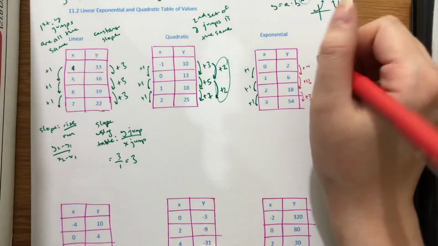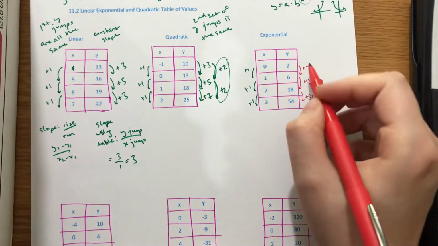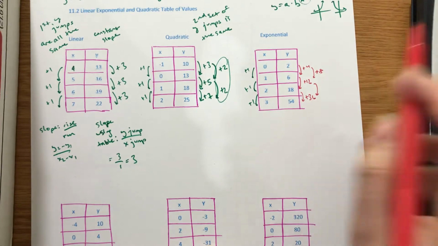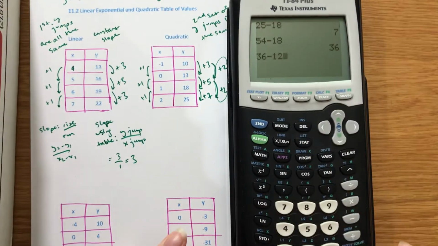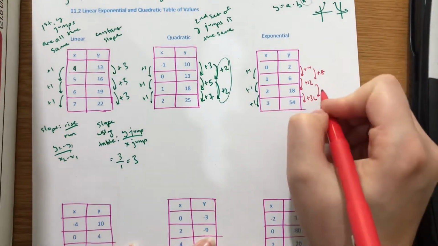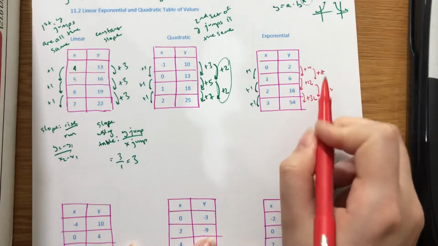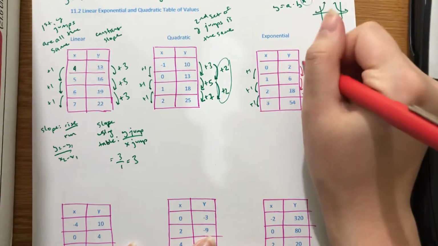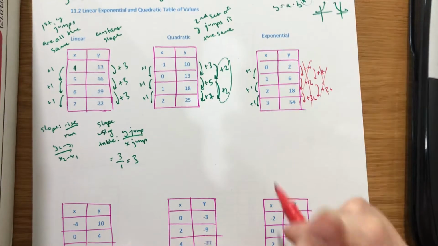We could check the second jumps to see if it's quadratic. How do we get from 4 to 12? Plus 8. 12 to 36, you could do 36 minus 12, get 24. Plus 24. Okay, this isn't consistent either. So it's not quadratic. So it's not linear. Not linear. It's not quadratic.